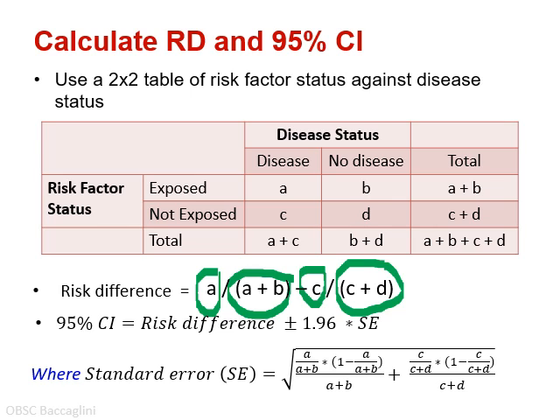To calculate the 95% confidence interval of risk difference, the formula is risk difference plus minus 1.96 times standard error. 1.96 in this formula is the Z critical value for 95% confidence interval from the Z table, and the formula for standard error is given here.